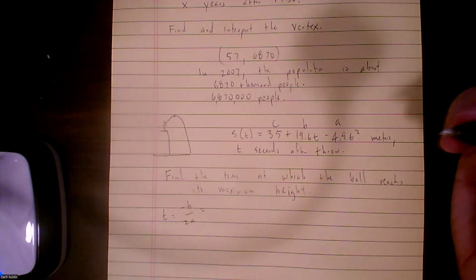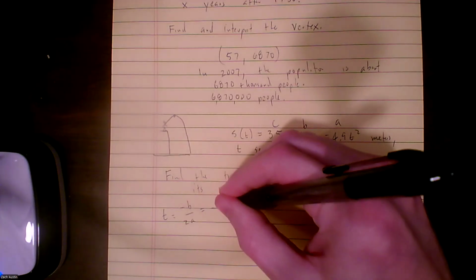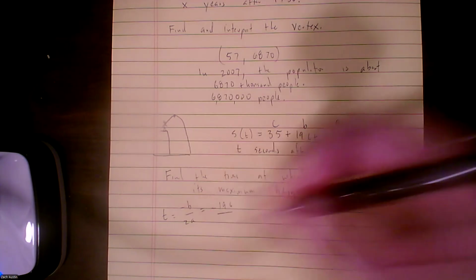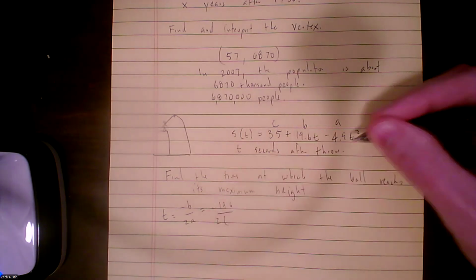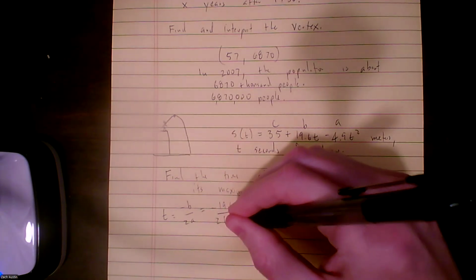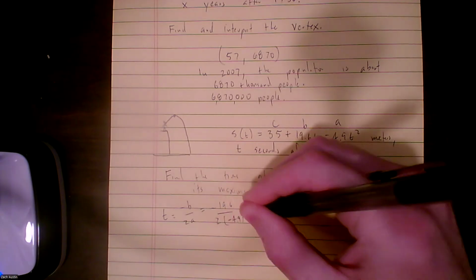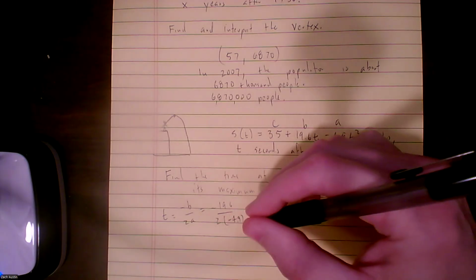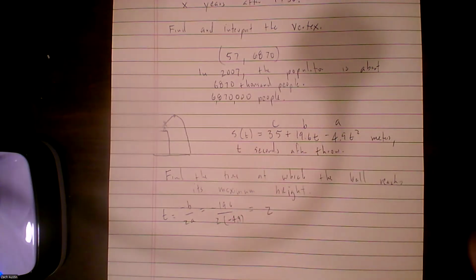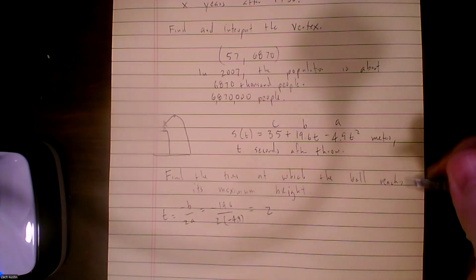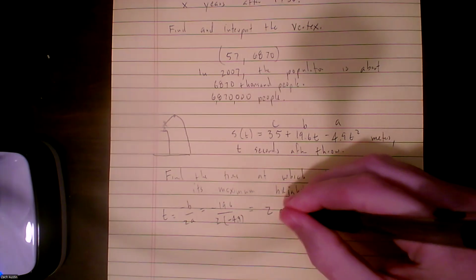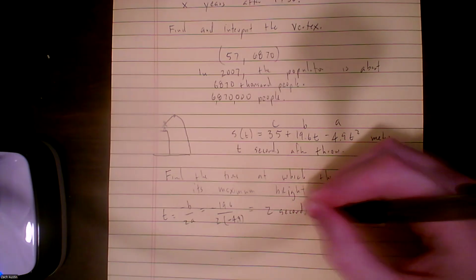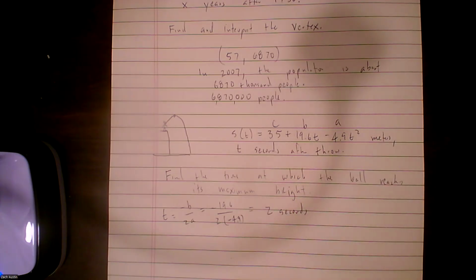Okay, so when we go to plug into this equation, we want the opposite of b. The opposite of 19.6 is negative 19.6, okay, over 2 times a, which is negative 4.9. Okay, if you throw this in your calculator, that's negative 19.6 over negative 9.8. That will give you 2 there. Okay, so the answer to this question is the ball will reach its maximum height after 2 seconds.